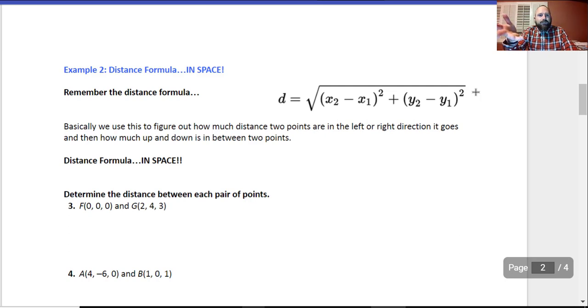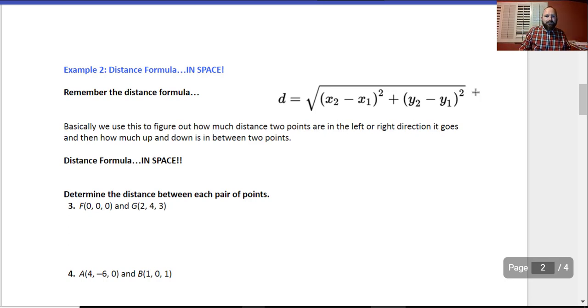So let's actually read this part. Basically, we're trying to figure out the distance between the 2 points in the left-right direction, like x, and we're trying to do it for the y, and just figure out what is the distance between the 2 points with the x and the y.